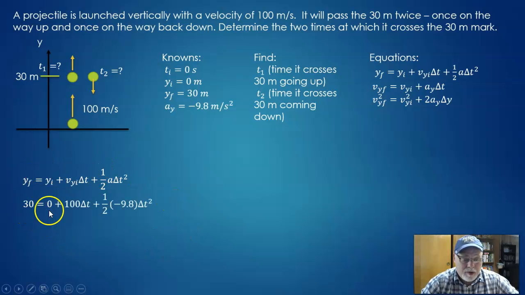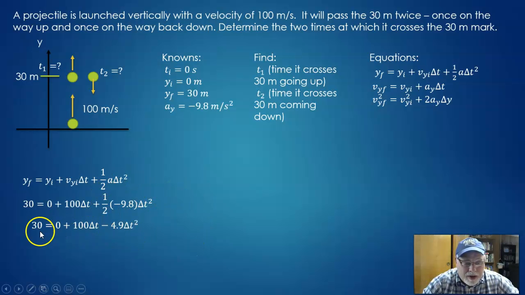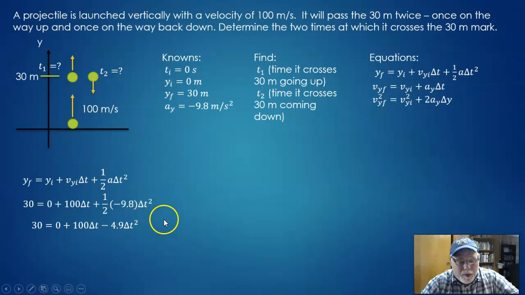I've got 30. I put in 0 for my Y initial. My Y final is 30. My Vyi is 100, and my acceleration is negative 9.8 delta t squared, okay? Now, let me multiply this out so you can see it. I've got this. Now, this equation is tricky because you can already see that this is a second order equation. We've got a t squared here, right?